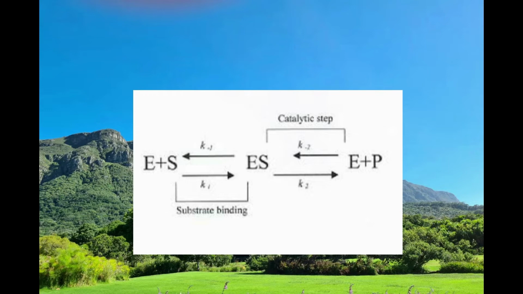So enzyme plus substrate gives the enzyme substrate complex, and this enzyme substrate complex produces the enzyme product complex, and then it breaks out, producing enzyme and product. And this enzyme can be used again and again.